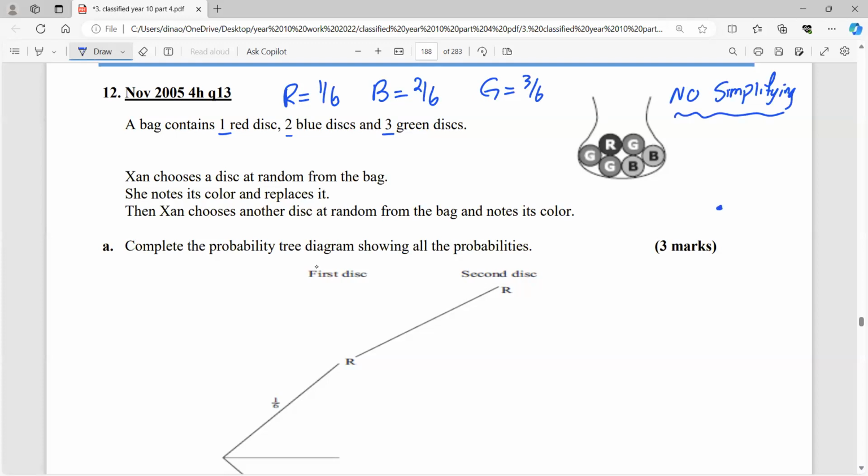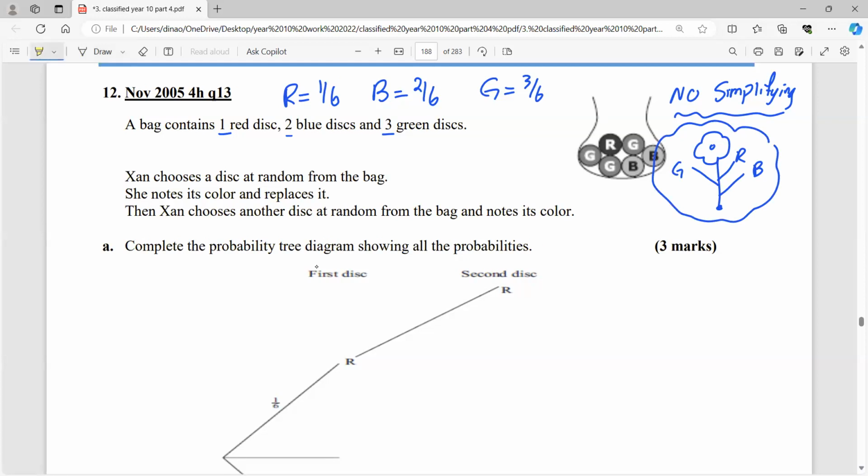Now this tree is quite different because it has 3 branches. Why 3 branches? Because I have, as you can see, 3 colors: red, blue, and green. Okay? Now the probabilities are written over here. Since this is with replacement, we know it is with replacement. But let's see how I confirm that this is a with replacement question.